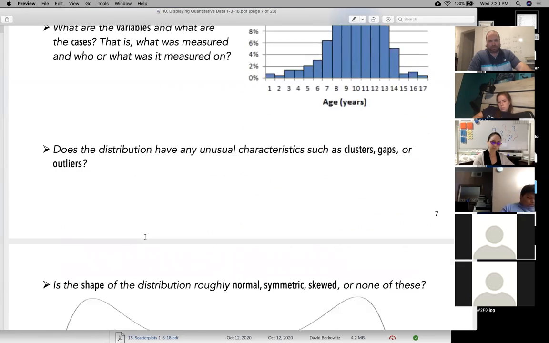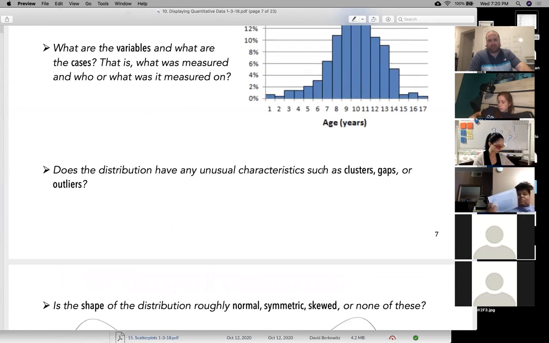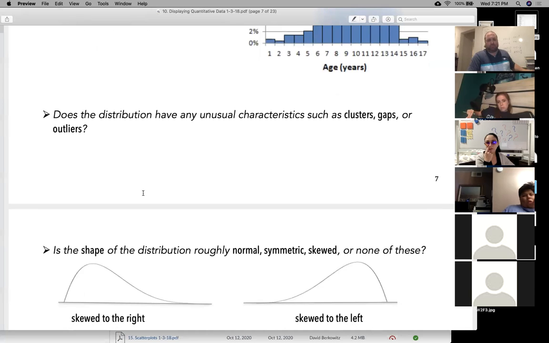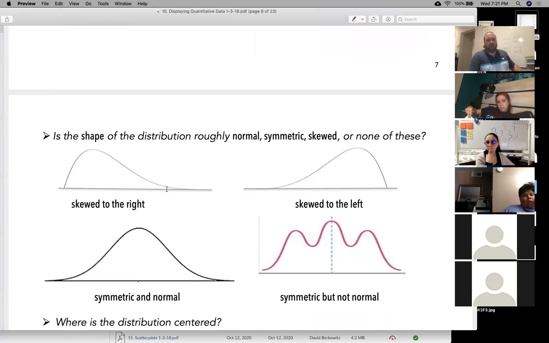We did both. We look for clusters, we look for gaps, we look for outliers, we look for irregularities. We care about whether it's symmetric or skewed to the left or skewed to the right. Even if it is symmetric, we always care whether it's normal or not. Normal is a great property to have. It looks like this bell curve.